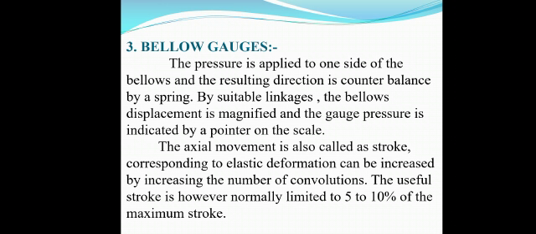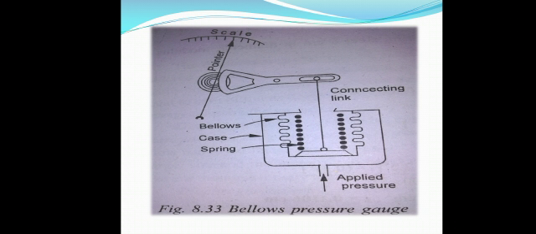So the third gauge is the Bellow's gauge. In Bellow's gauges, the pressure is applied to one side of the bellows and the resulting deflection is counterbalanced by a spring. By suitable linkage, the bellows displacement is magnified and gauge pressure is indicated by a pointer on the scale. The axial movement, also called the stroke, corresponding to elastic deformation can be increased by increasing the number of convolutions. The useful stroke is however normally limited to 5 to 10% of the maximum stroke.